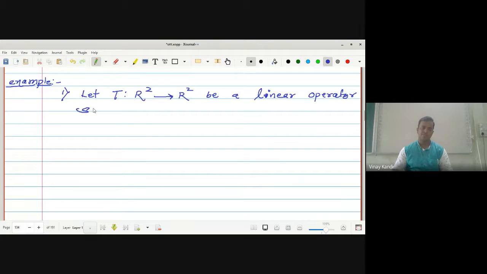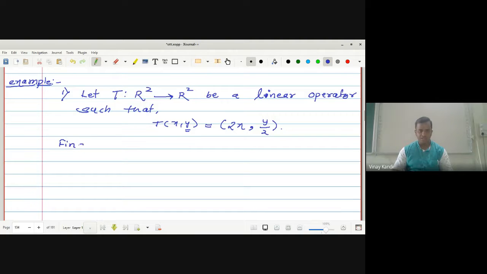Okay, and given by such that T of xy, okay, ordered pair. R2 is there, that's why here ordered pair. T of xy is equal to, what is that transformation? 2x first coordinate and second coordinate is y upon 2. Okay, so multiply the first coordinate with 2 and divide the second coordinate by 2. Okay, so this is the equation. So this is the question.